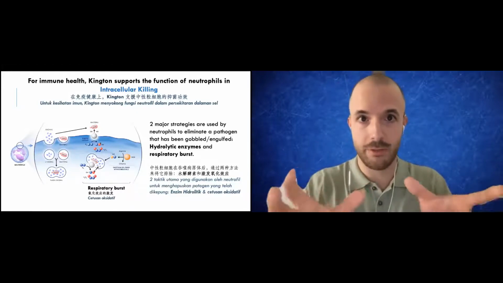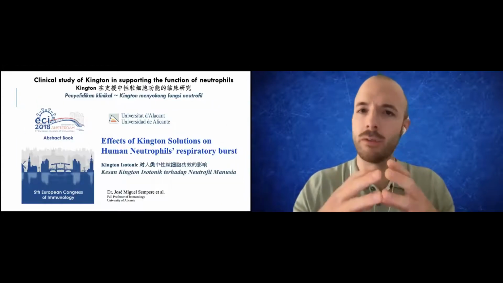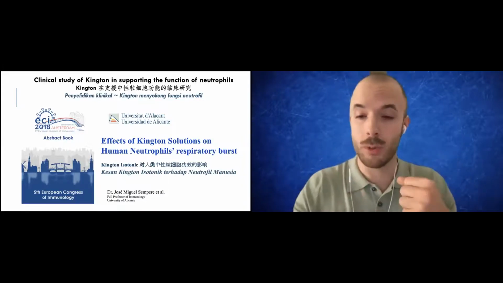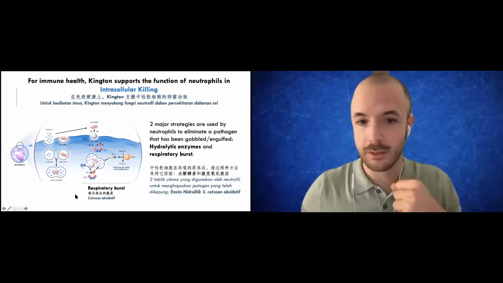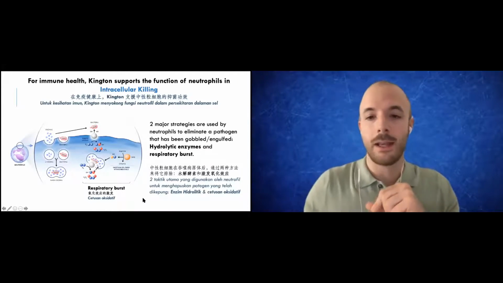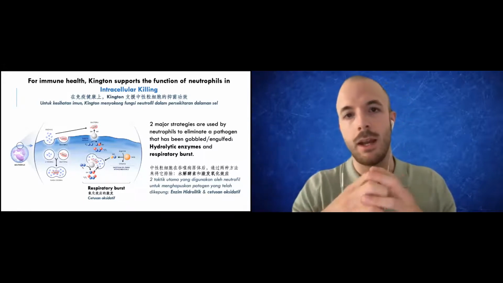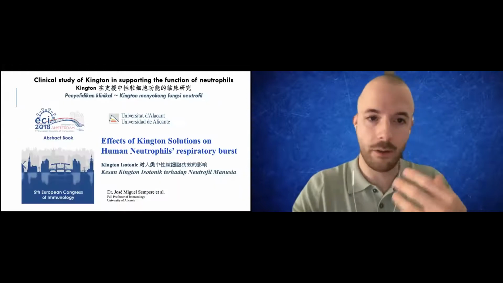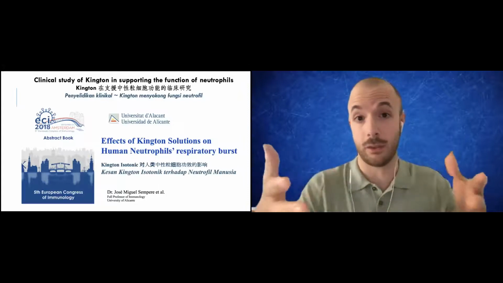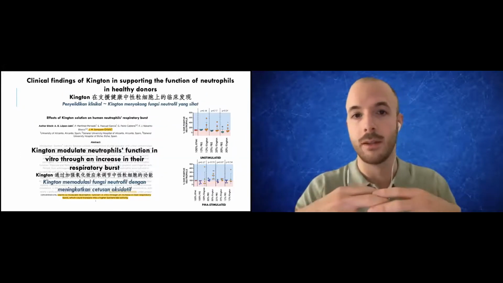These two different strategies are essential. So what we discovered in 2019 was that we were able to increase this process of respiratory burst in neutrophils that were growing surrounded by Kington isotonic. So it's another proof of the potential immunomodulatory effect of Kington ampoules. This research was developed in in vitro conditions.